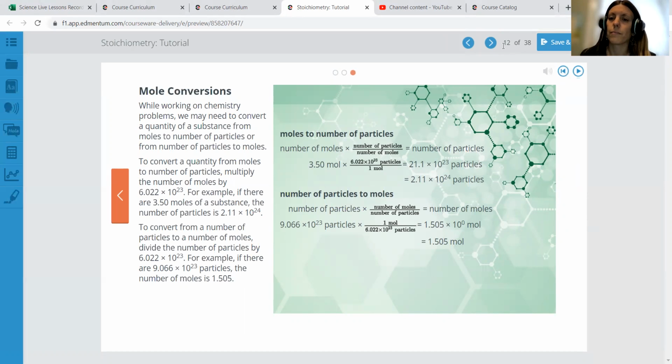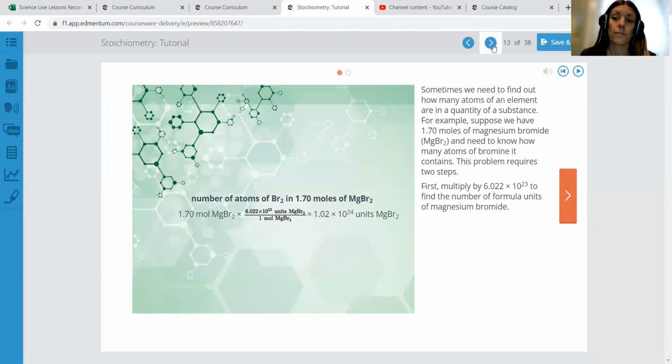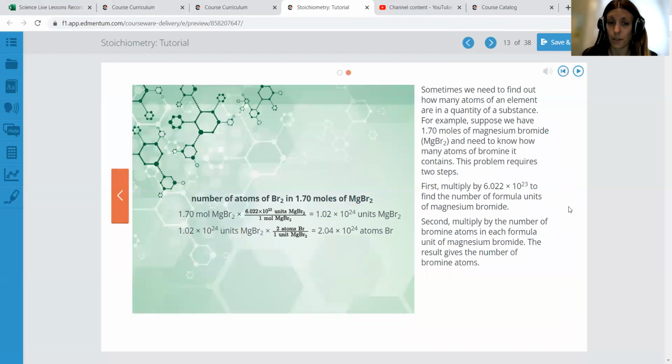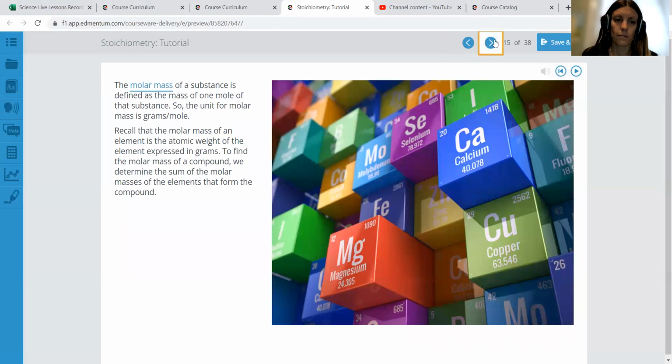And here we go. Number of atoms of bromine, 2. And 1.7 moles. Okay, so then it's just showing you how it's broken down again. Here's the equation for you. So here's how you would do that. Again, we'll just skip this question. I'll let you do that on your own.